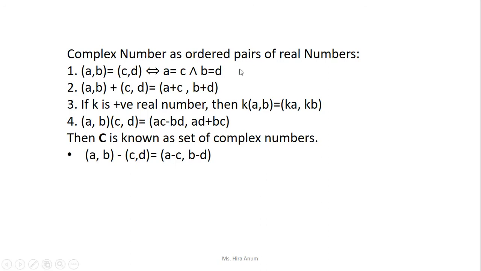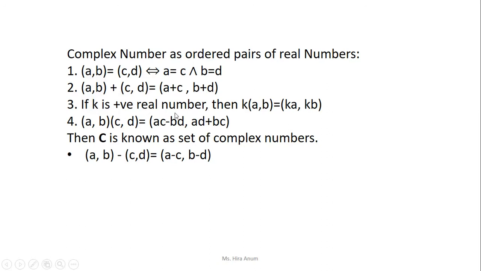Complex number as ordered pair of real numbers. (a, b) equals (c, d), then a equals c, b equals d. (a, b) plus (c, d) is (a plus c, b plus d). Previously we wrote a plus iota b, but here we can write (a, b). It is simply known that a is the real part, b is the imaginary part.